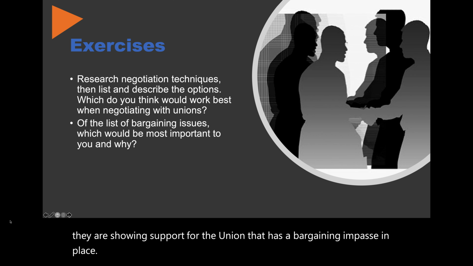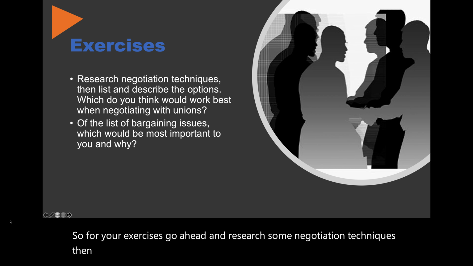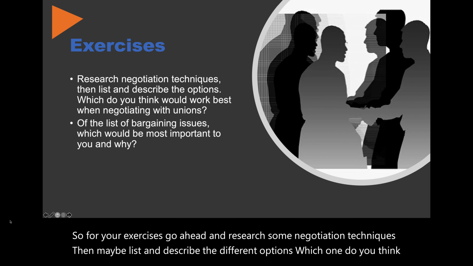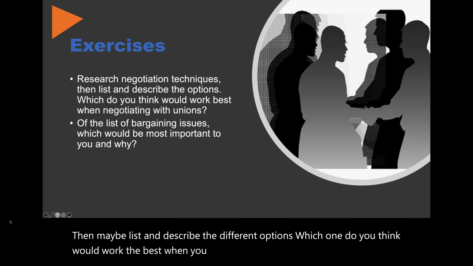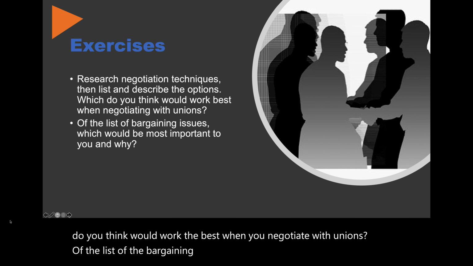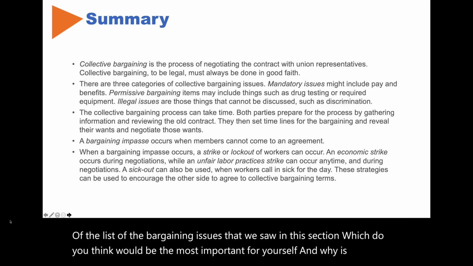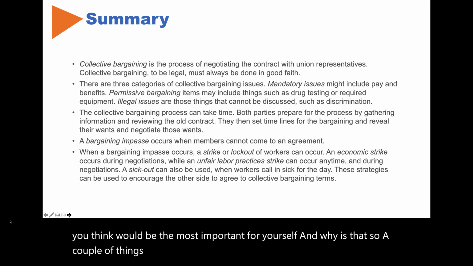So for your exercises, go ahead and research some negotiation techniques, then maybe list and describe the different options. Which one do you think would work the best when you negotiate with unions? Of the list of the bargaining issues that we saw in this section, which do you think would be the most important for yourself, and why is that? So a couple of things to contemplate.